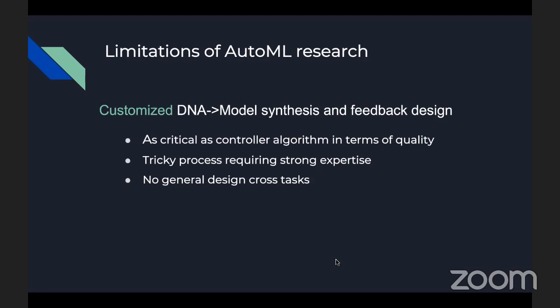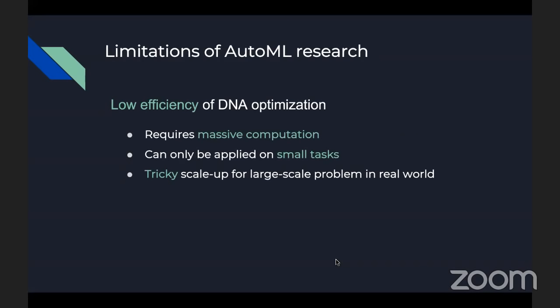So if you design a very bad synthesis or feedback, even if you use a very smart controller algorithm, for example, reinforcement learning or evolution, it may still fail to deliver a good result. And we haven't seen a general design across various tasks that could work. So for each task, we have to use a strong expertise to design these two components, which makes it less scalable. Also, the DNA optimization algorithm or the controller algorithm is very low efficiency.